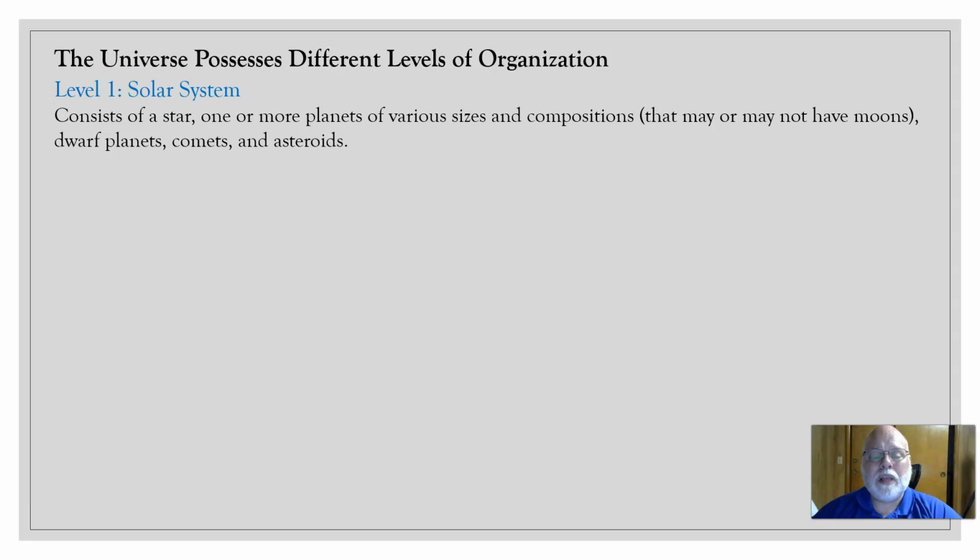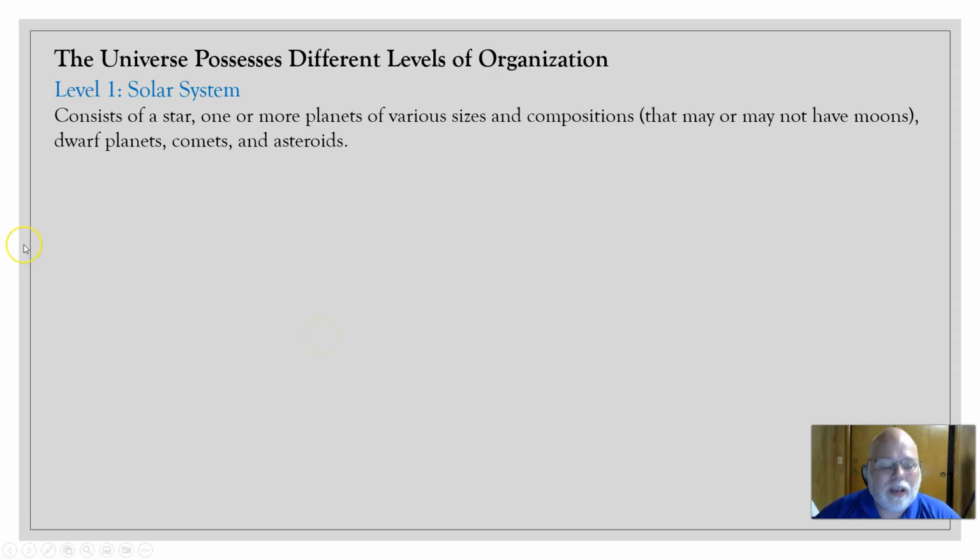It's a star that gravitationally binds planets so that they orbit it. Those planets have moons, and then we get these other wild things like comets and asteroids that are really, we're going to find out, the leftovers from the formation of the solar system. So that's the first level.